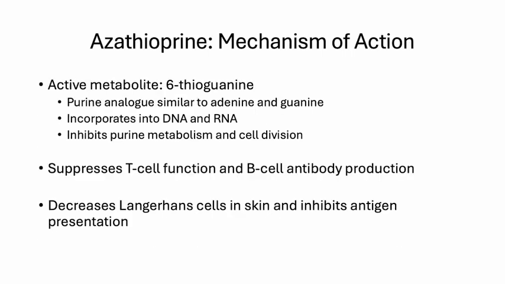Let's now talk about the mechanism of action of azathioprine. The primary active metabolite of azathioprine is 6-thioguanine, a purine analog structurally similar to adenine and guanine. Its mechanism of action is multifaceted. Firstly, it incorporates into DNA and RNA, inhibiting purine metabolism and cell division. Additionally, it suppresses T cell function and B cell antibody production. The altered production of antibodies is integral in the treatment of immunobullous dermatoses such as pemphigus vulgaris and bullous pemphigoid. In the skin, azathioprine decreases the number of Langerhans cells and inhibits their ability to present antigens.